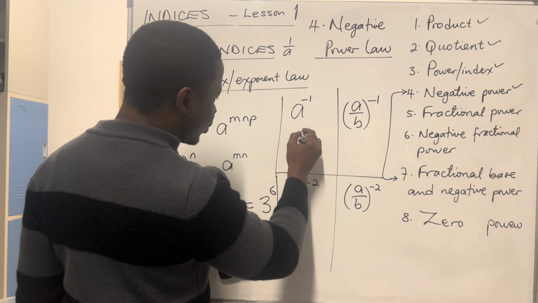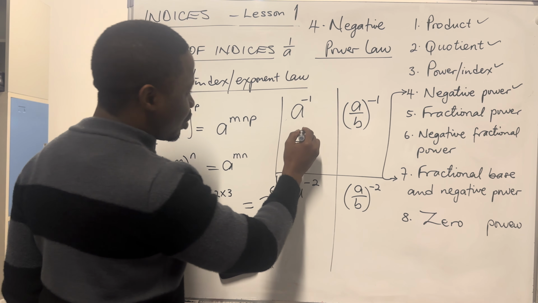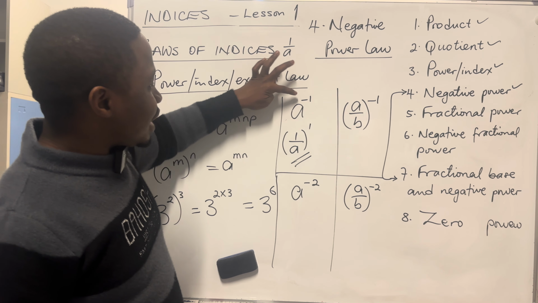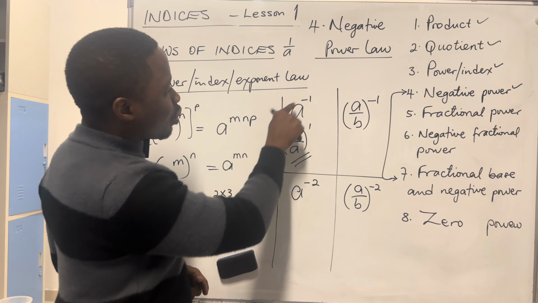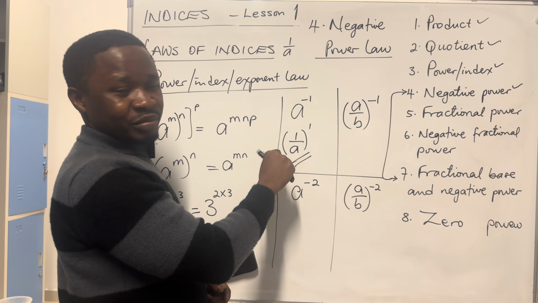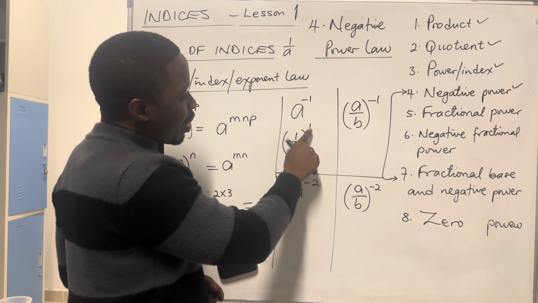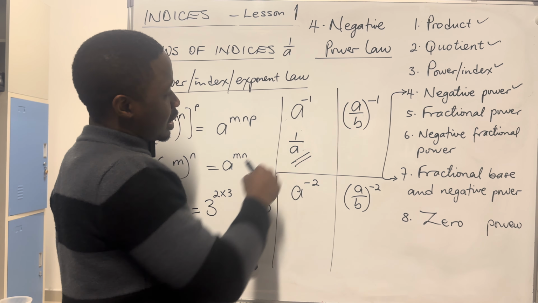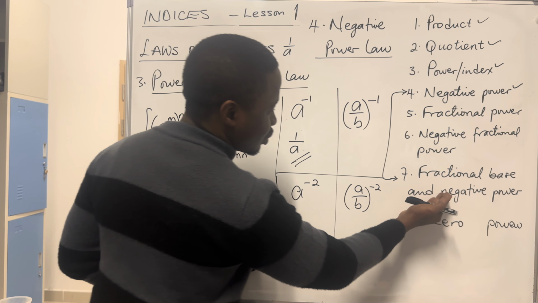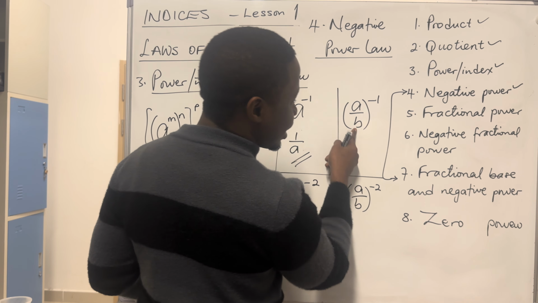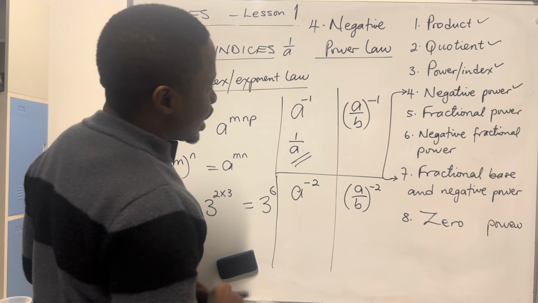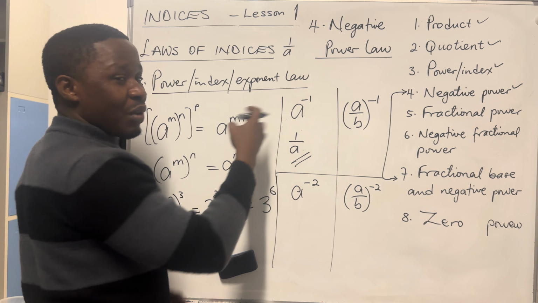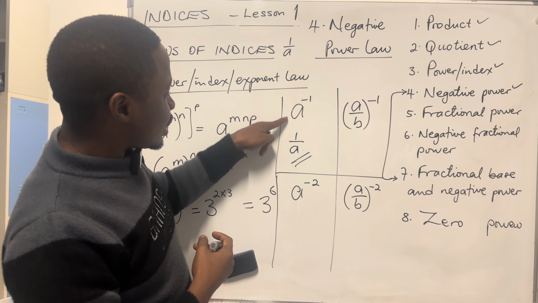The inverse of A is 1 over A. So this is what we have. But it's supposed to be raised to the power 1. But once we say 1, we forget about the minus. It's because of this minus we consider the inverse of the base. But because the power is 1, we don't necessarily write it, so we leave it like this. We come to this one again, fractional base and negative power. Here, the power is also negative as here. We ask ourselves the inverse of A, which is 1 over A.